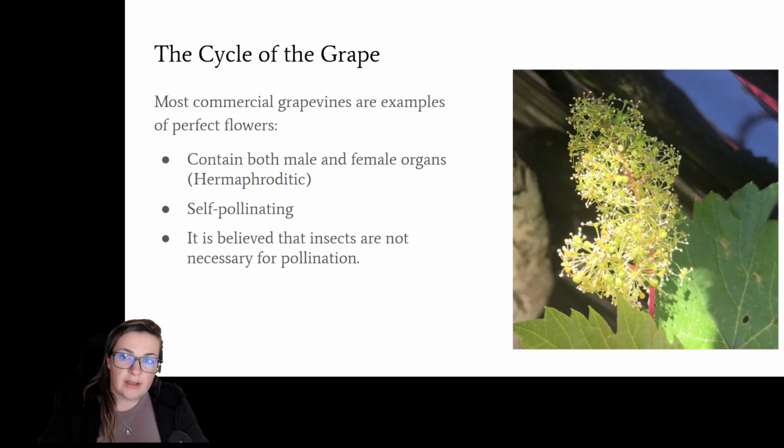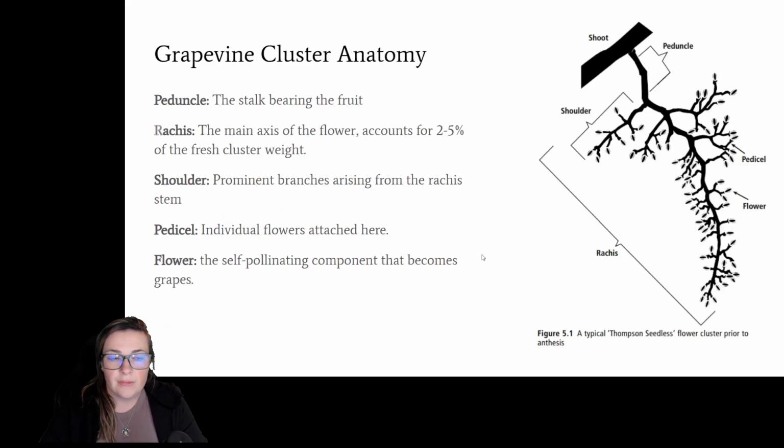Most commercial grapevines are examples of what we call perfect flowers, and that's because they contain both male and female organs, so they are hermaphrodites. What makes them a perfect flower is that they are self-pollinating, so they're extremely efficient. It is actually believed that insects are not necessary for pollination, just like a gentle breeze and good spring conditions will do the trick, which is pretty cool.